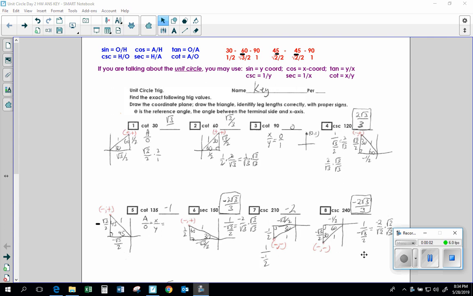Okay, I'm going to go over a few of the problems from this last assignment, the second of the two assignments that are on the test. The key information you need to know is right up here on the top. Sine is opposite over hypotenuse, cosine adjacent over hypotenuse, tangent opposite over adjacent. That's your SOHCAHTOA. And then their reciprocals.